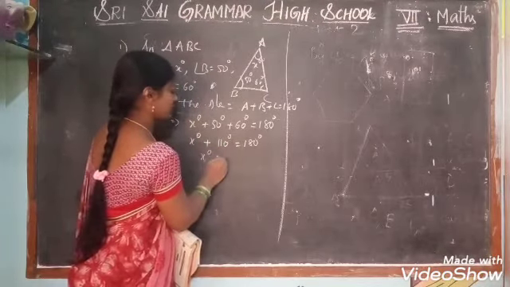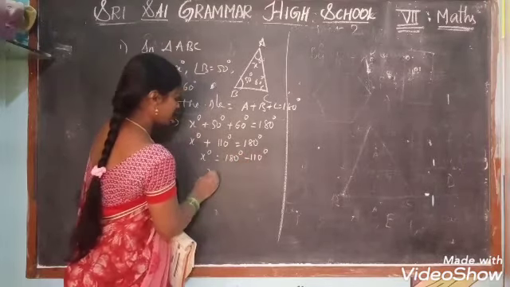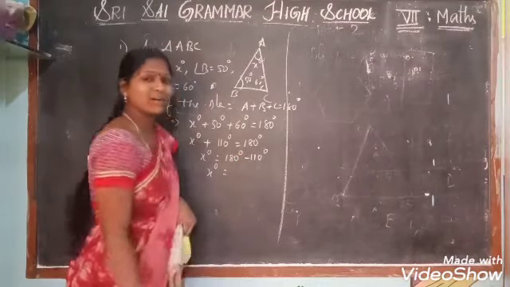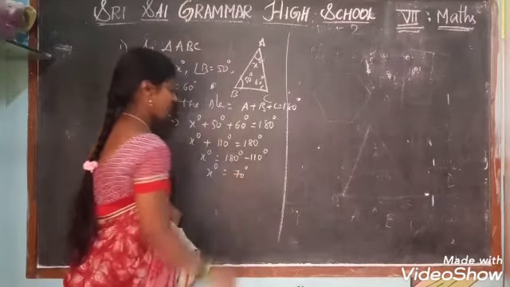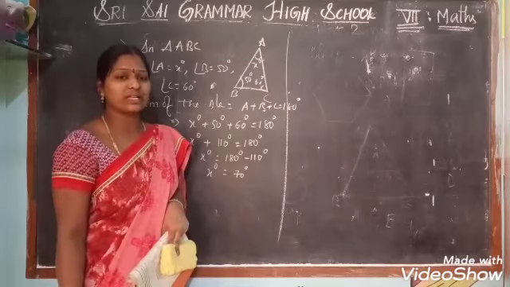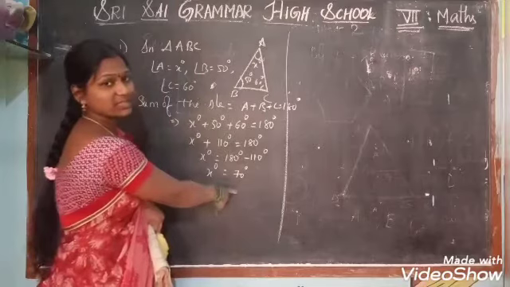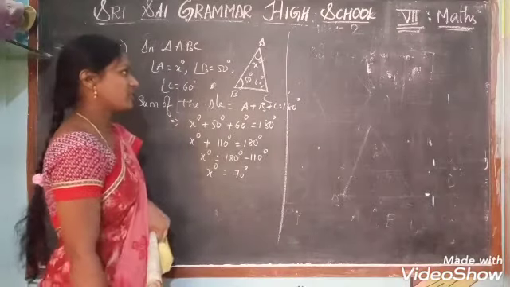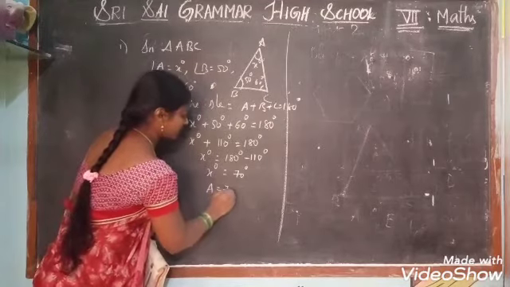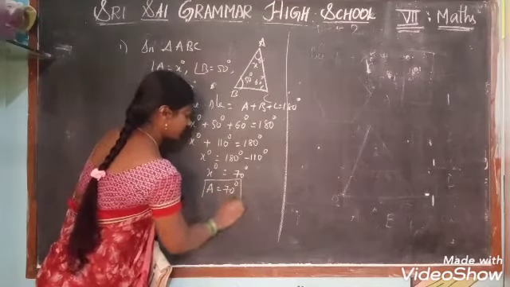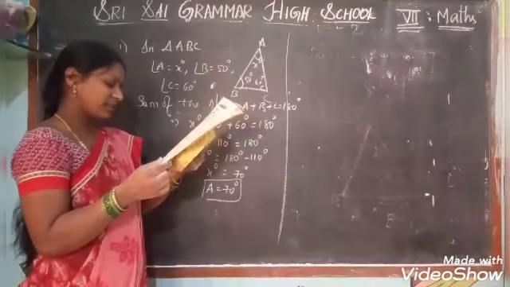Now x degrees equals 180 degrees minus 110 degrees. If you remove 110 from 180, how much? 70. What is the value of x degrees? Equal to 70 degrees. Which is equal to angle A. Yes, sir, angle A equals 70 degrees. Understood? Same. Next, angle sum property.